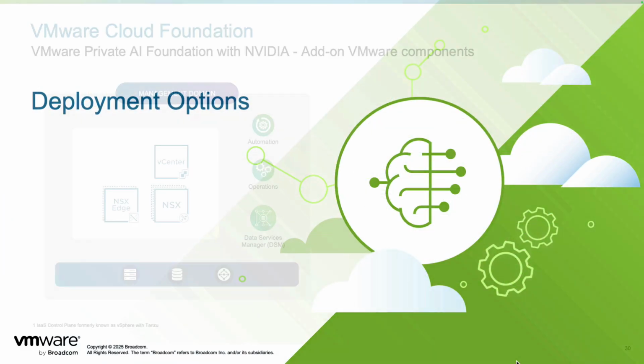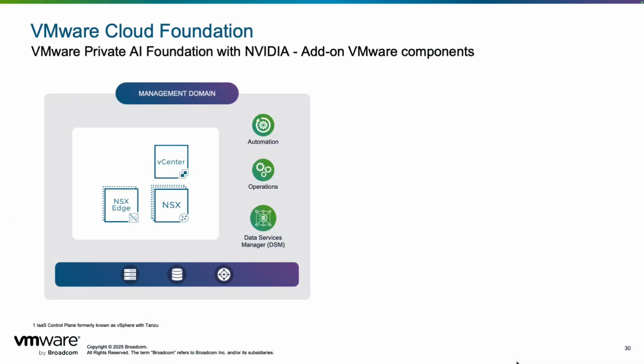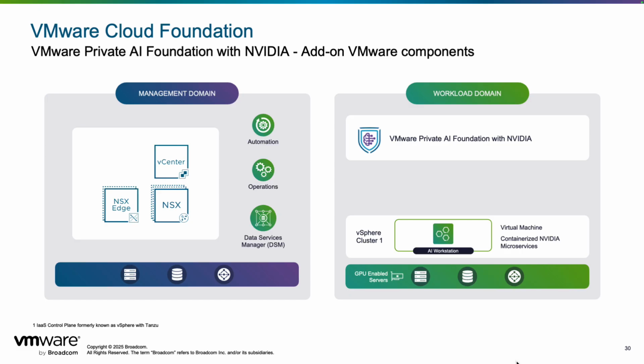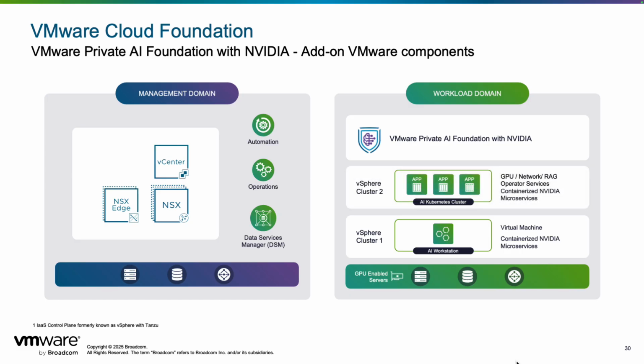So what are our deployment options with private AI? Well, because private AI is based on VCF, we will have a management domain into which we will put components that influence the behavior of VCF automation, operations, and data services manager. And then we ask our customers to set aside a workload domain which will contain VMware Private AI Foundation artifacts like deep learning VMs or AI workstations deployed into a cluster, and Kubernetes clusters deployed into either the same cluster or a different cluster. It's up to the user to decide that.